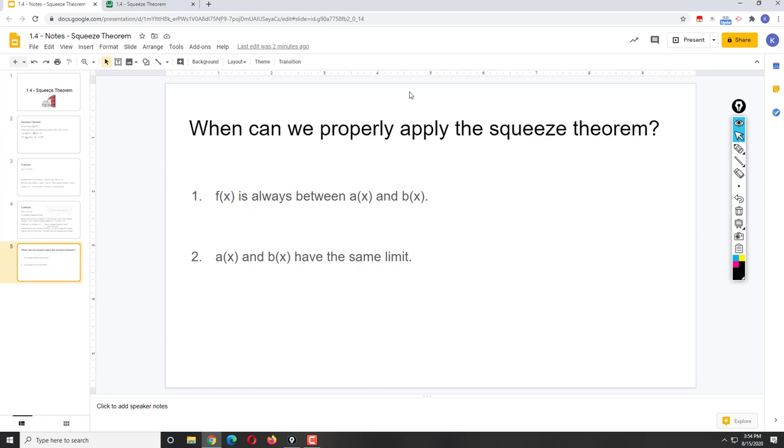Okay. For homework, for this assignment, you will be working on 4 problems on Khan Academy. To get credit, you need to get 3 right. The link is given in your Google Classroom.